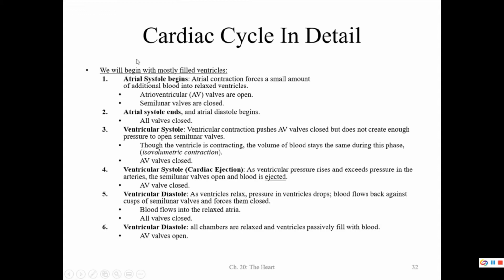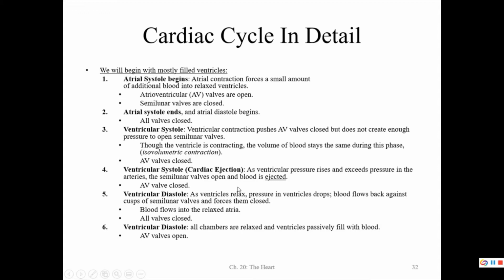That allows atrial systole to squeeze the remaining blood through the open AV valves, filling up the ventricles. Ventricles start to do an isovolumetric contraction that does not move blood until it produces enough pressure to do a cardiac ejection. Then everything relaxes, blood starts coming back to the atria, ventricular diastole happens.